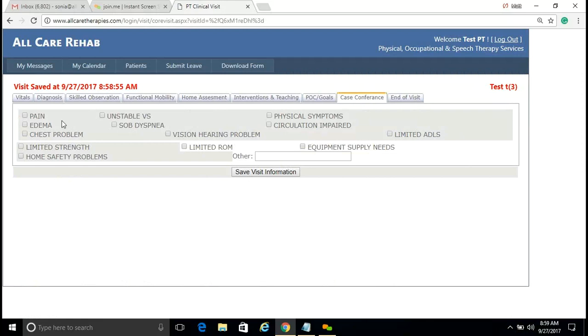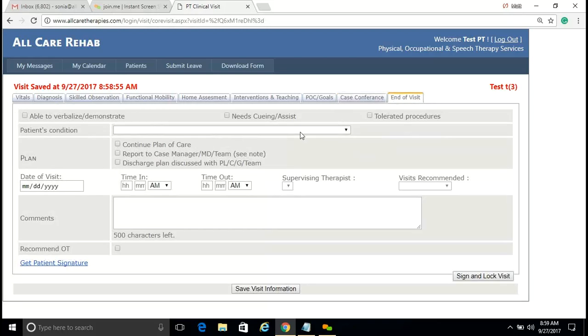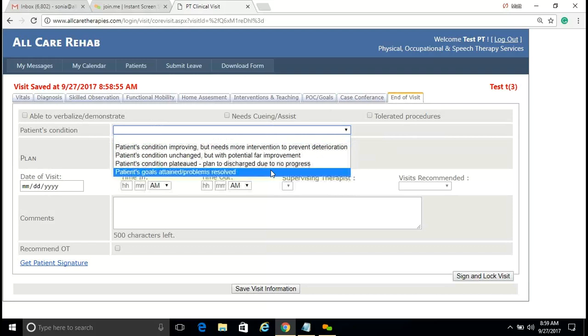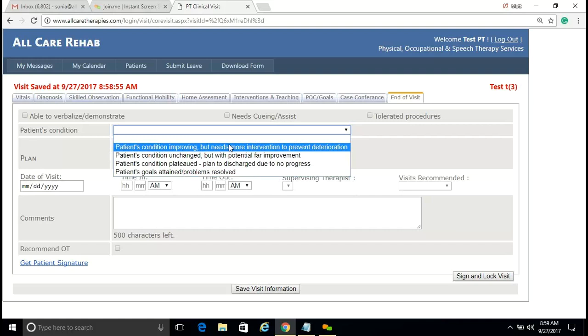Case conference. We quite often see the therapist skip this part. This is a mandatory tab. So you can check off all the things that you find when you are evaluating a patient. If the patient has pain or edema, even though you're not addressing those problems, if the patient has that, you have to write it down over here. Something that's not in these check boxes, you can definitely add in this text box right here. In the end of visit tab, you don't need this section on the first visit and evaluation, but you can use this during your re-evaluation and your discharge visit.